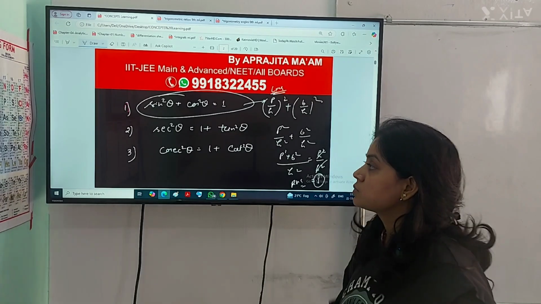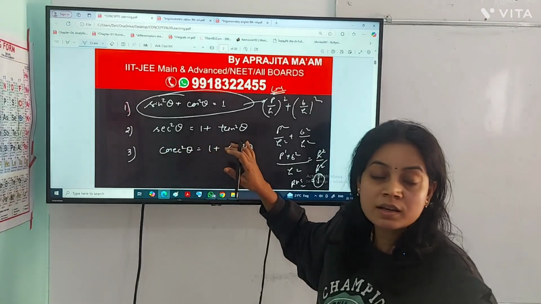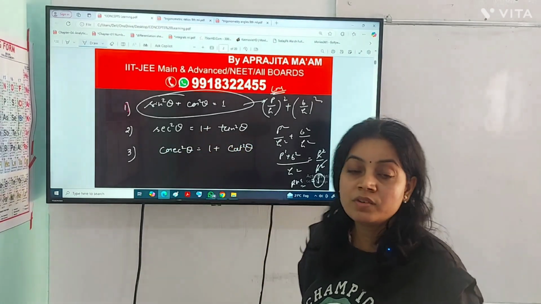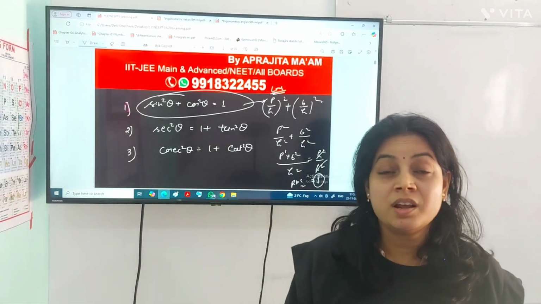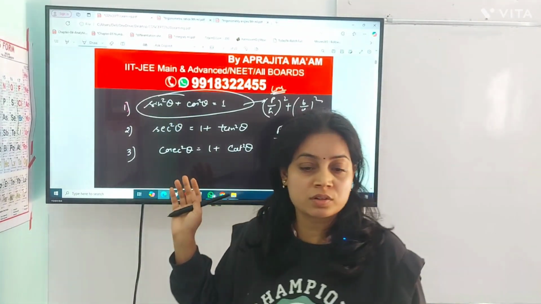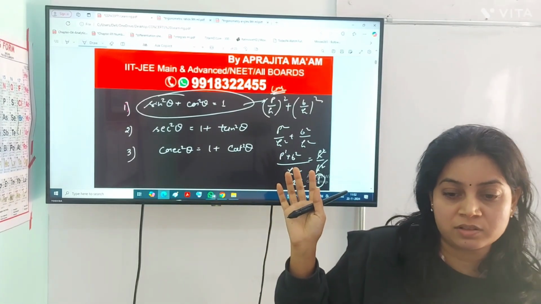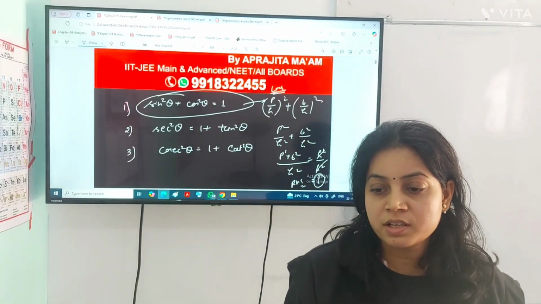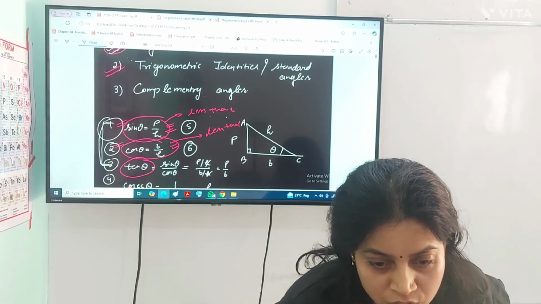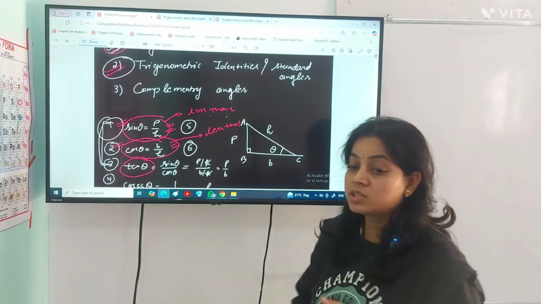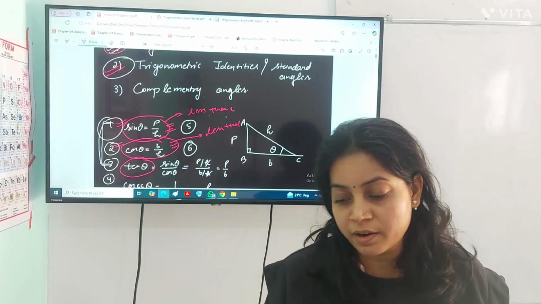Similarly, you can prove the rest of the identities. Sec square theta minus tan square theta is 1. Just put the values of sec theta and tan theta in ratio form and you will get 1. Similarly, cosec square theta minus cot square theta will again be 1. These identities are very, very useful for class 9th and 10th level maths. Simple. So I think the second topic, the trigonometric identities, is also clear.